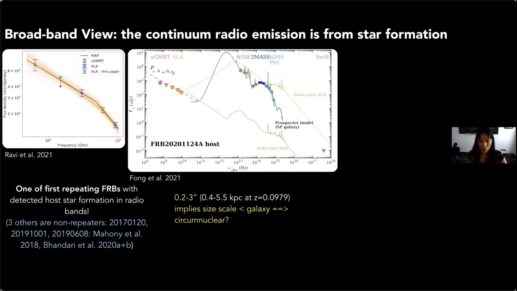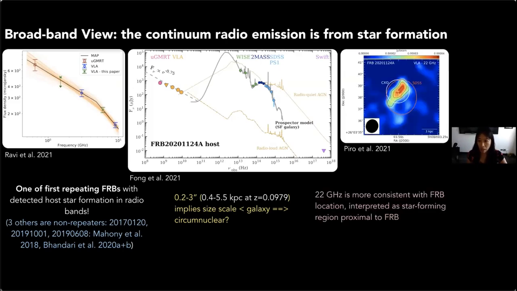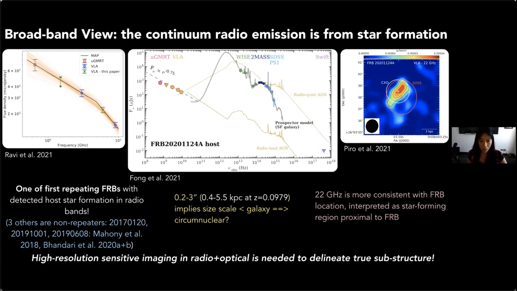At first we thought this might be due to some circumnuclear star formation activity. But recent work, just posted a couple of days ago on the archive, suggests that maybe at least at 22 gigahertz, this potential radio emission or star formation activity might be more co-located with the FRB site than we expect. That's very interesting, and clearly highly sensitive, high resolution imaging in the radio and optical is needed to really delineate the true substructure and its relation to the FRB.